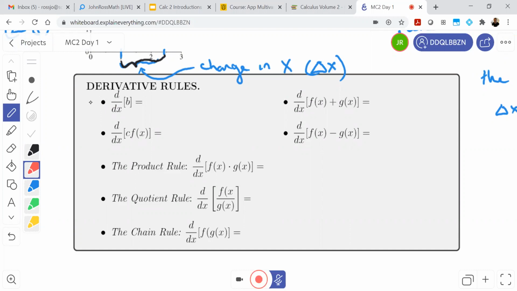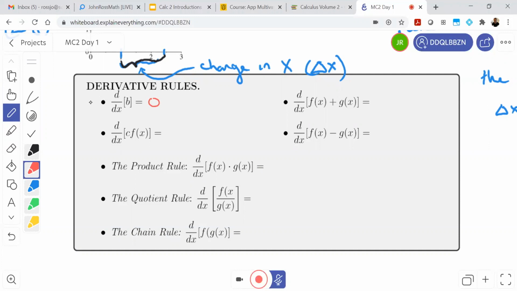Here we have d dx of a constant function. Again, we're reading that as the derivative of a constant function. And the derivative of a constant function in this case is just 0. The rate of change of a constant is 0. A constant doesn't change.